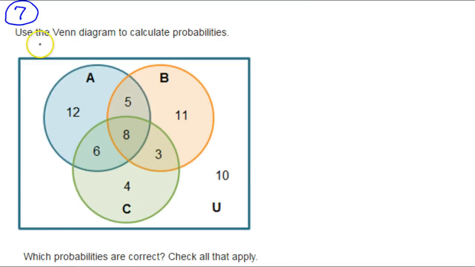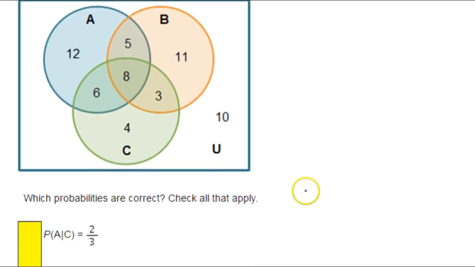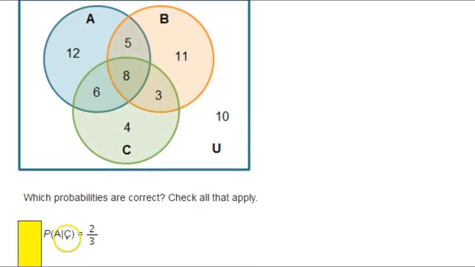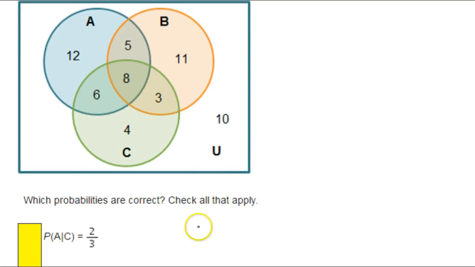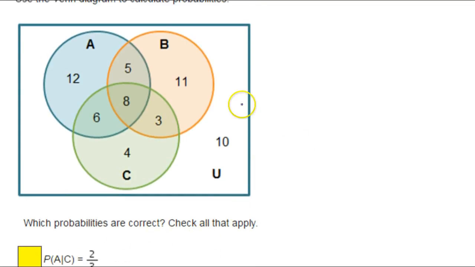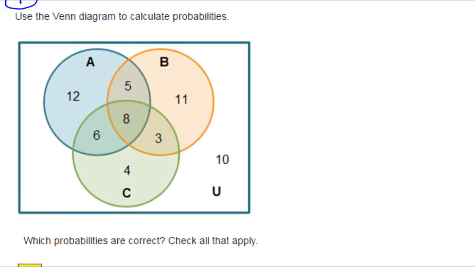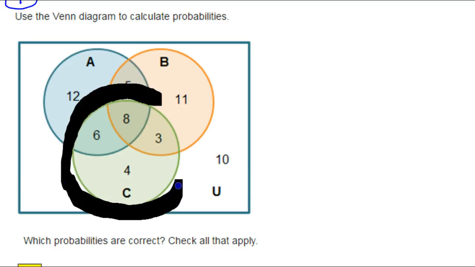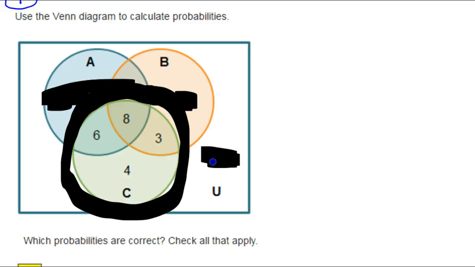All right, which probabilities are correct? Check all that apply. And we're using this Venn diagram here. So let's see, the probability of A given C. Let's calculate that. If we are given C, that means that C is the universe. So what I like to do is, if C is the universe, I sort of black out everything around C to really give you the feel that C is the universe. All right, so I'm going to black out all these other numbers. These are the only numbers that exist now.